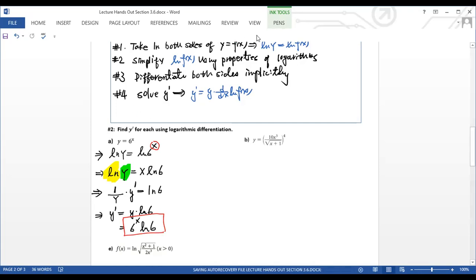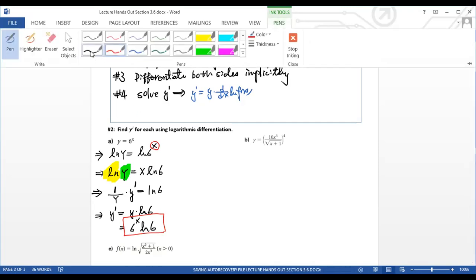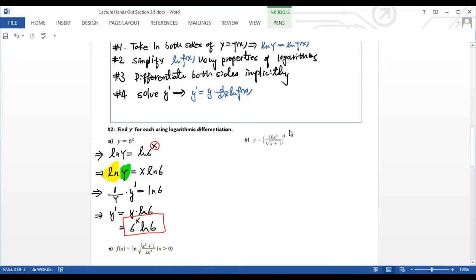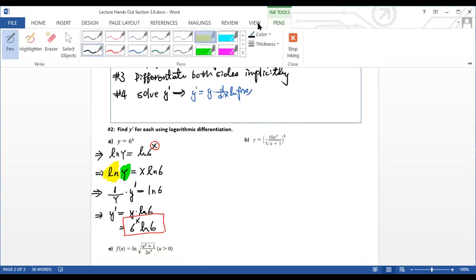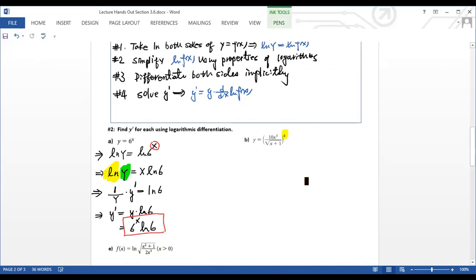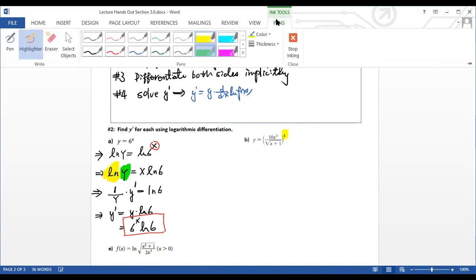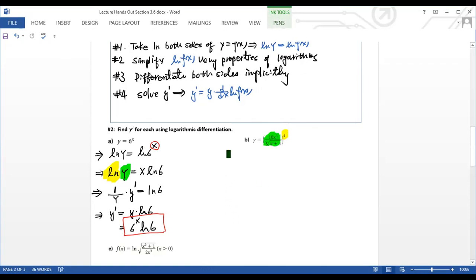Okay, now let's take a look at this one here. If you want to find the derivative, of course, you can use the power rule. So this is my first layer, and this is my second layer, right? You can do this, no problem for that.